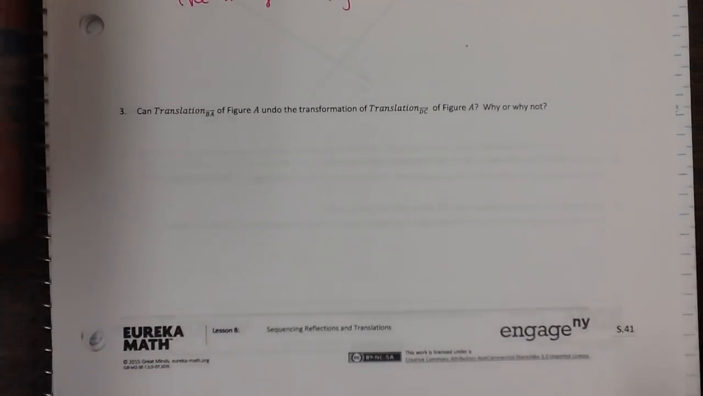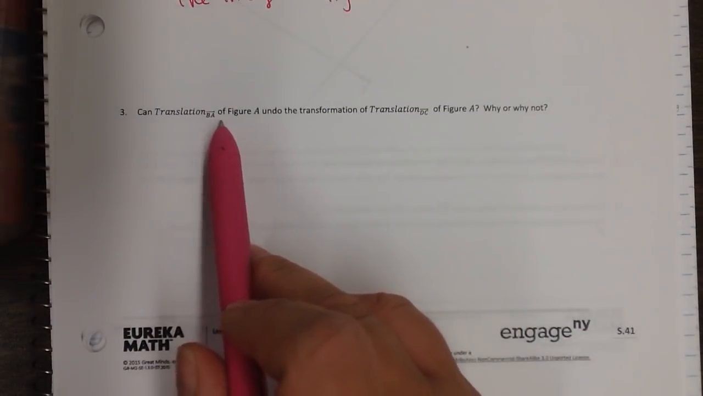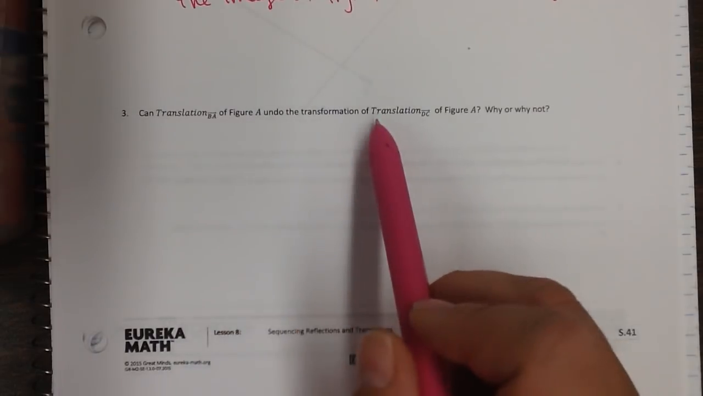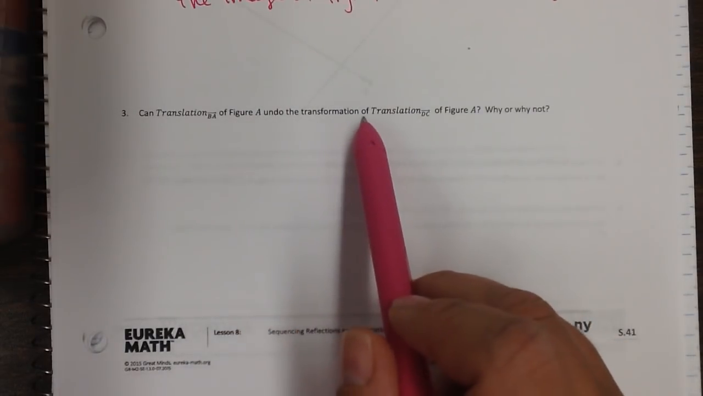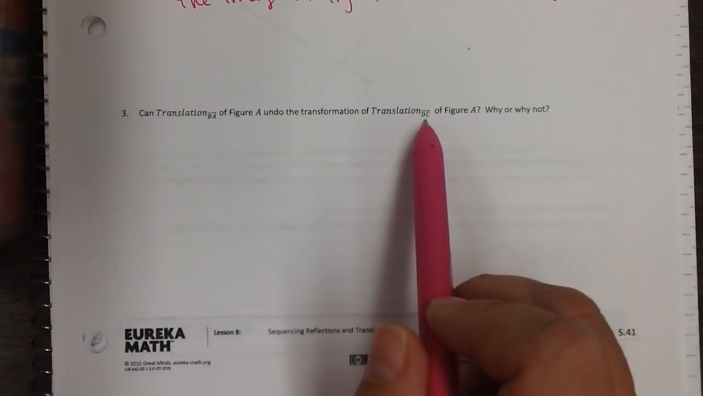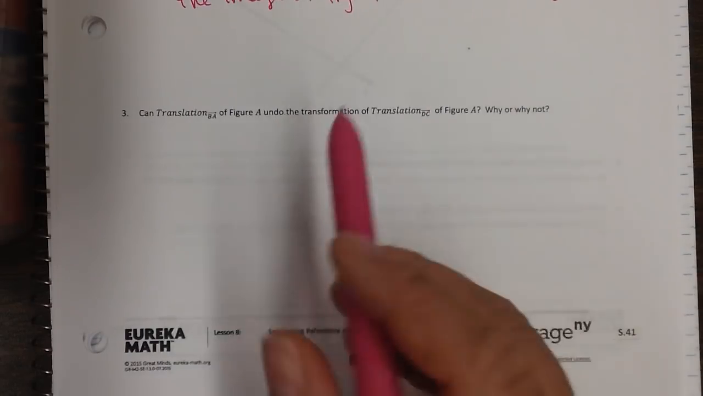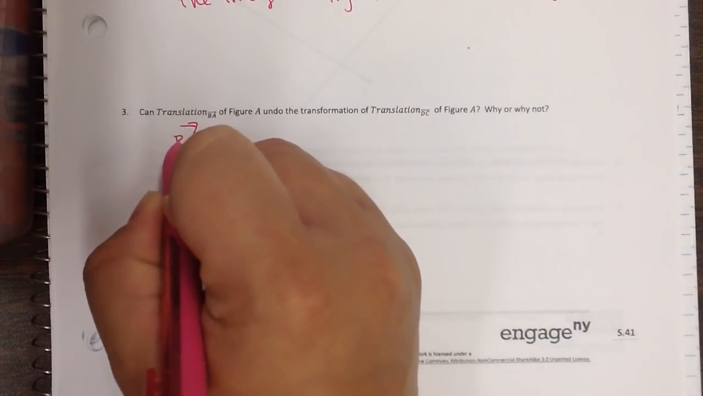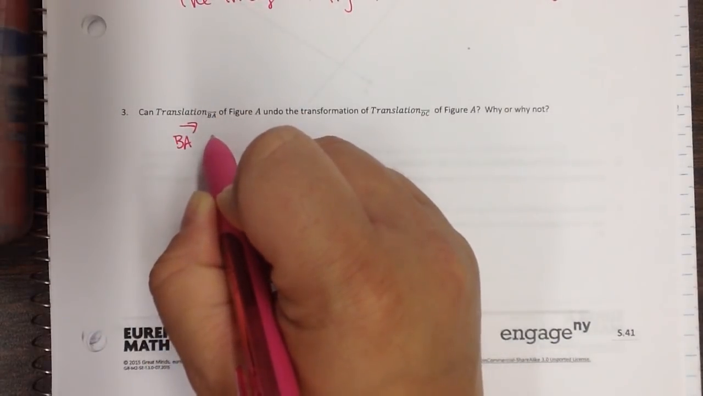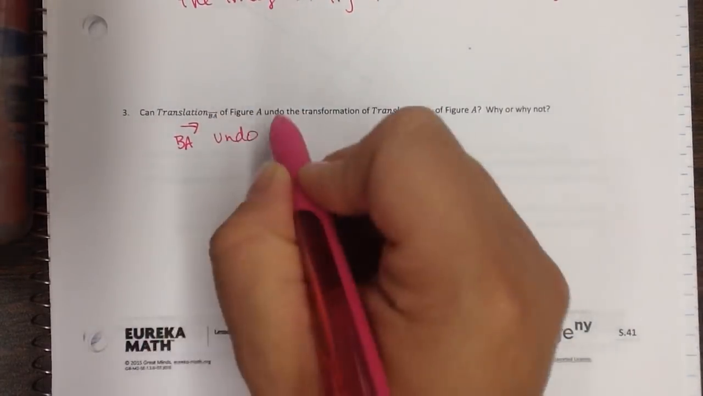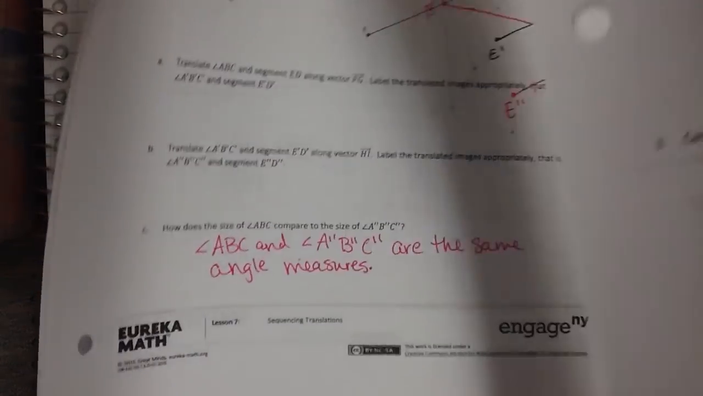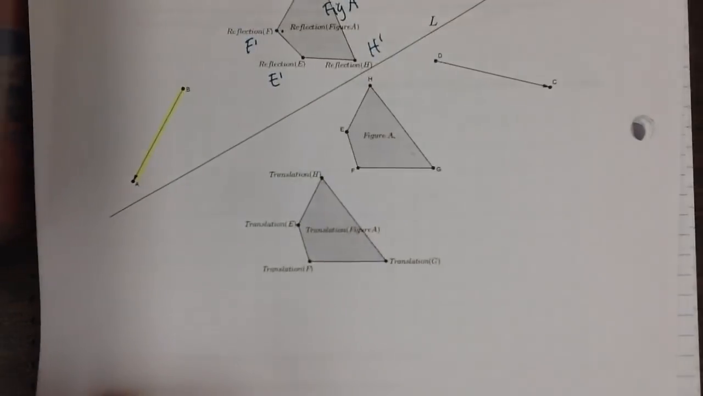Okay, and 3 says, can a translation along vector AB of figure A undo a transformation of a translation along DC of figure A? Why or why not? So this is saying, can you translate it along vector BA and then undo with vector DC? Okay, so let's look at our diagram.